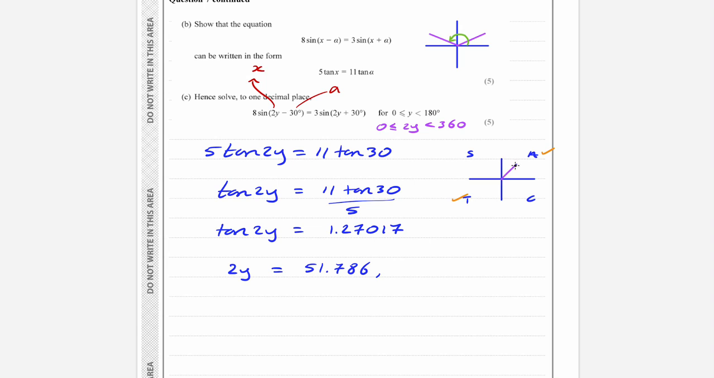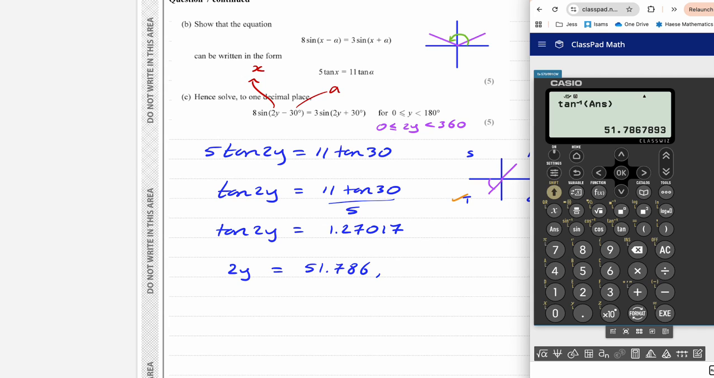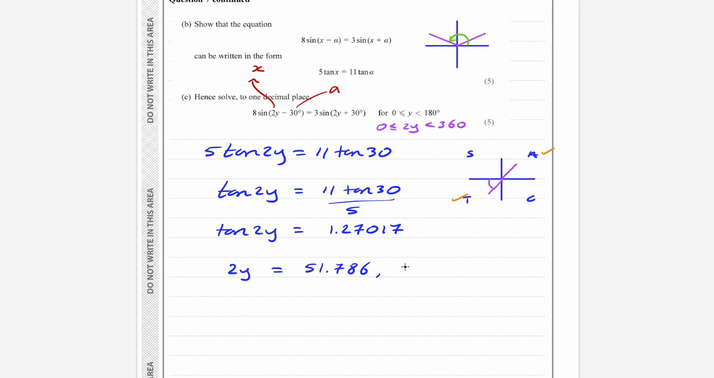Let's draw it maybe there. That's your 51.786. Or here, which is 180 plus 51.786. So let's just do that. 180 plus 51.786, and that is 231.786. Okay, so these are my 2y's, but I'm trying to find y, so I have to divide them both by 2.